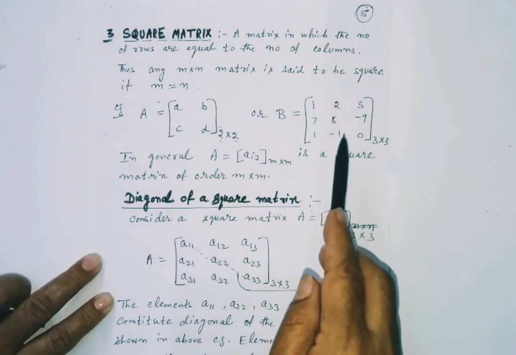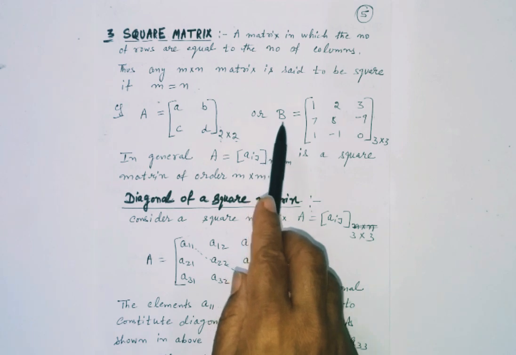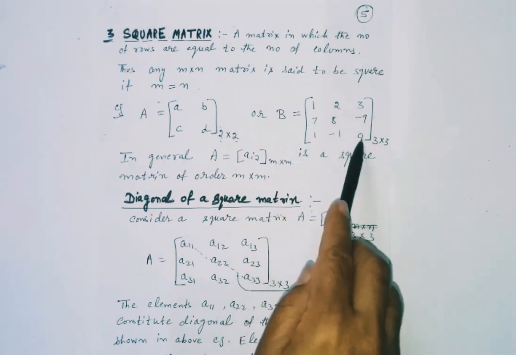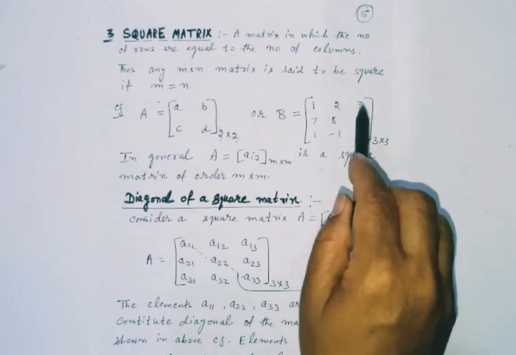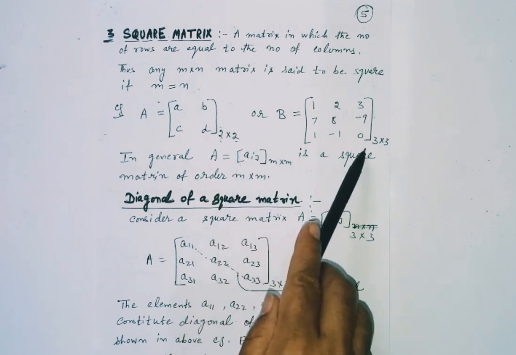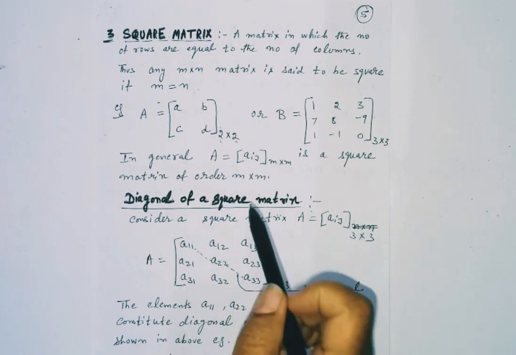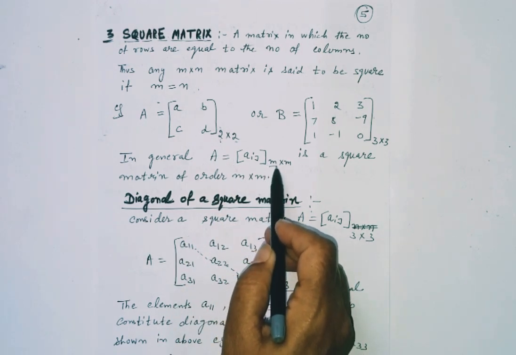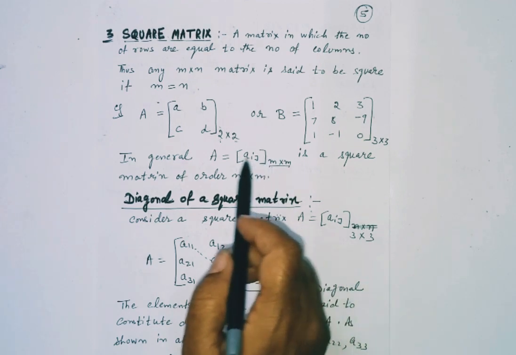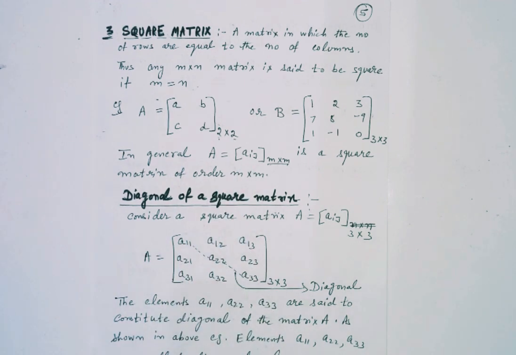Now we can have a 3 by 3 square matrix also, as you can see here. This is matrix B, in which the number of rows is 1, 2, 3 and the number of columns is also 1, 2, 3. Such types of matrices are called square matrices. In general, A = [aij] m cross m. Pay attention that I have written m cross m. That means the number of rows and the number of columns are the same. So in general, we represent any square matrix in this manner.